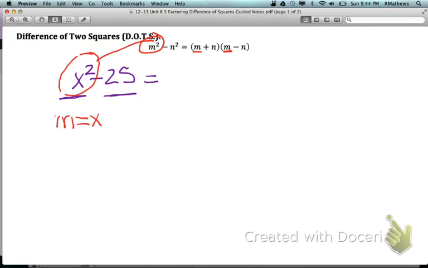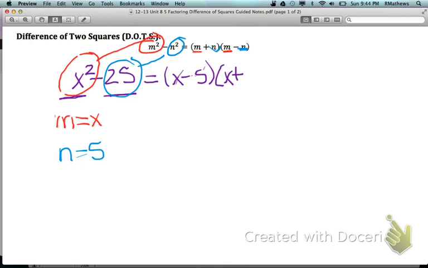Next we have 25. Well, the 25 corresponds to n squared. So to find out what n is, I just have to take the square root of 25. So n is actually 5. So to factor this, I would say that it's x minus 5 times x plus 5. And that would be x squared minus 25 in factored form.